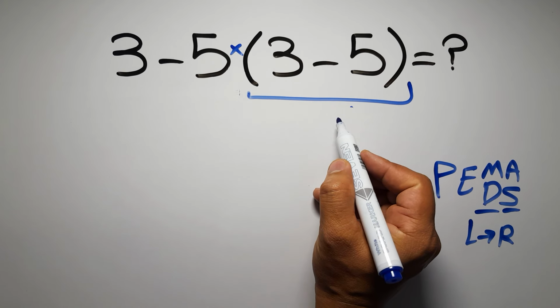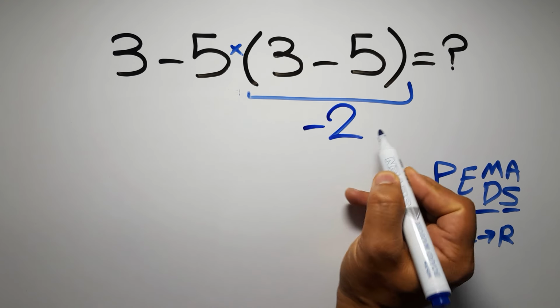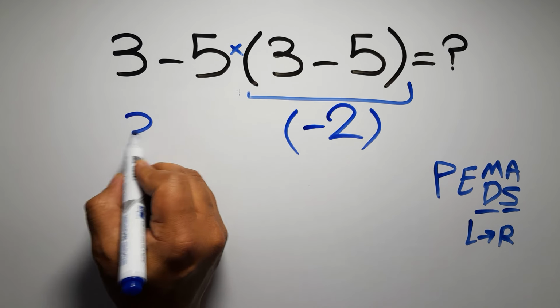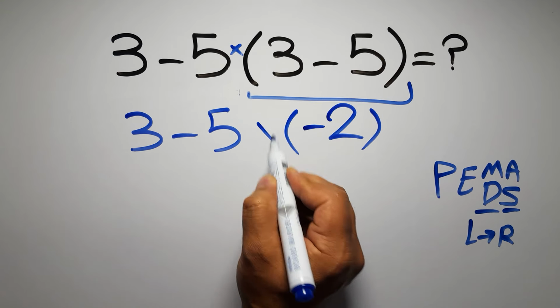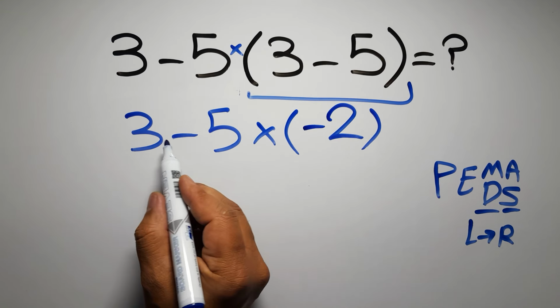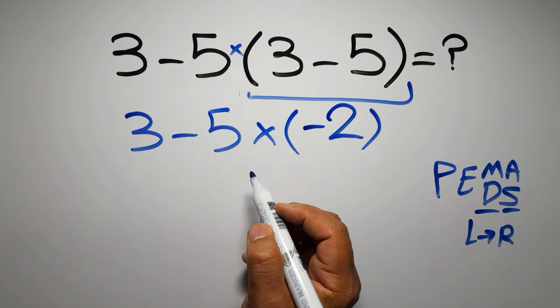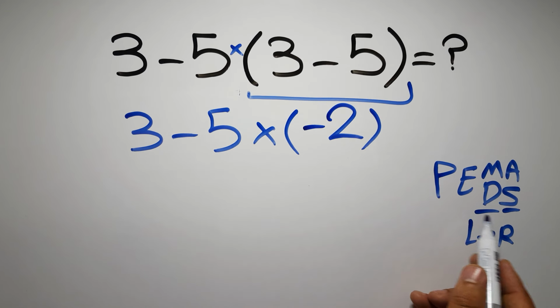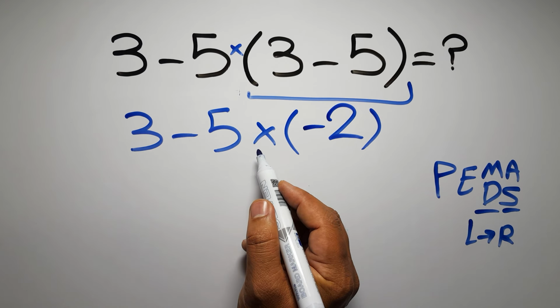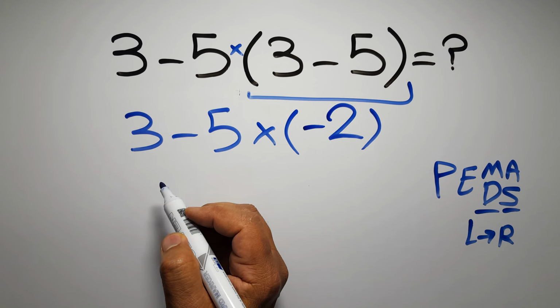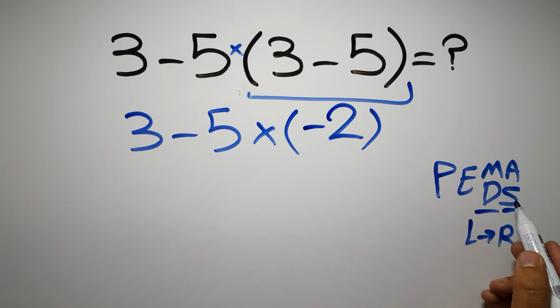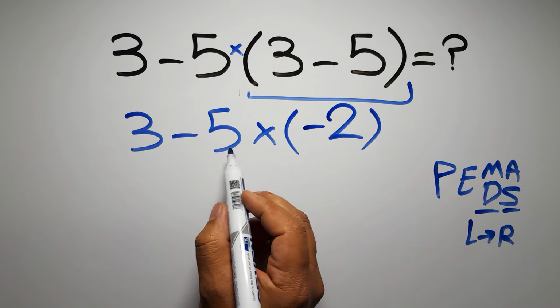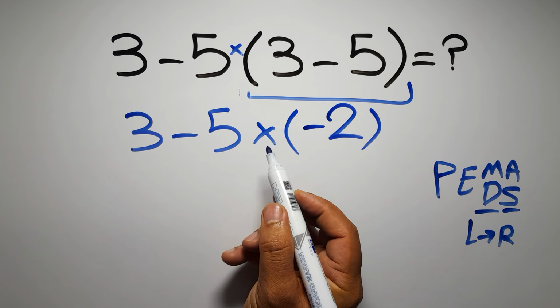3 minus 5 gives us negative 2. So 3 minus 5 times negative 2. Now we have one subtraction and one multiplication. According to the PEMDAS, multiplication has higher priority than subtraction because multiplication comes before subtraction. So first we have to do this multiplication.